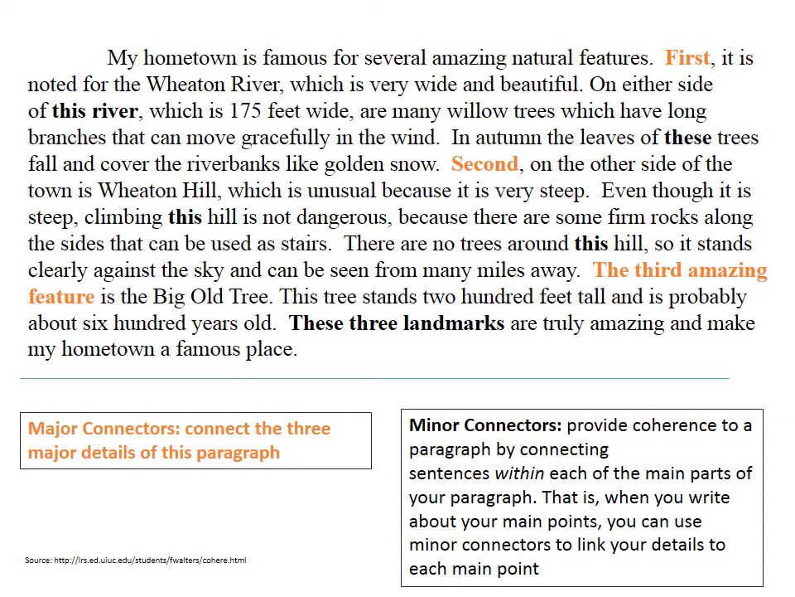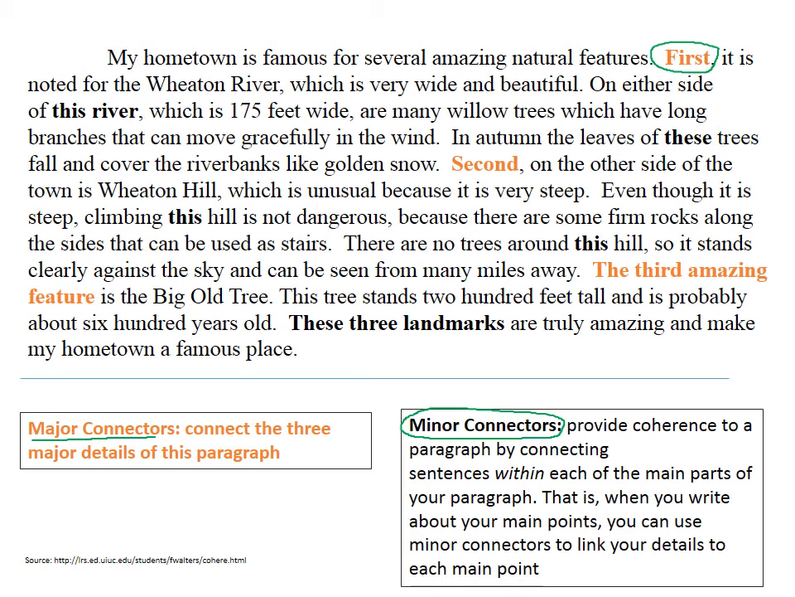The text in this color, this orangish color, I guess, these are major connectors. These connect the three major details of this paragraph. So I want you to pay attention to where they appear and how they're making their connections. And then the next one is the text that's in bold. These are minor connectors. So these are not the transitions between your major three points of the paragraph.